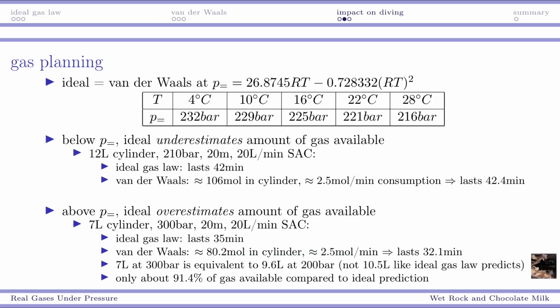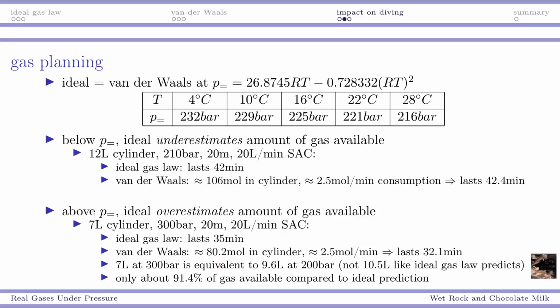If we use van der Waals instead, then the 7-liter cylinder at 300 bar will give us 80.2 moles of air in the cylinder. We still have the 2.5 mole per minute consumption rate, so it actually only lasts us 32.1 minutes. And this is roughly 10%. Now, this actually starts becoming interesting and something that we want to think about, in particular, since it is actually shorter than we think with the ideal gas law.